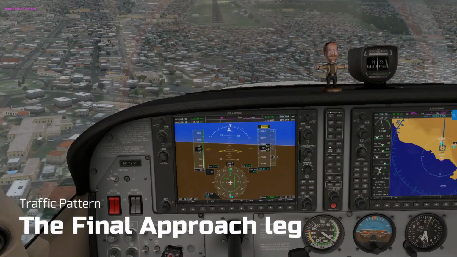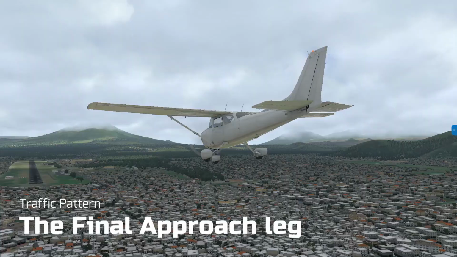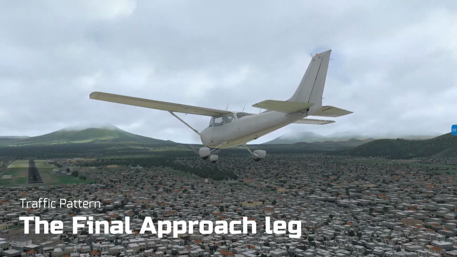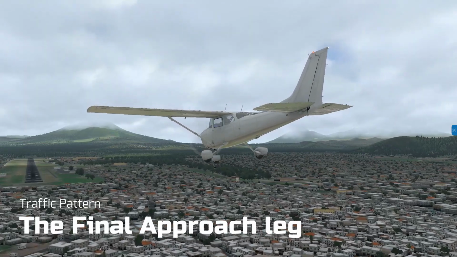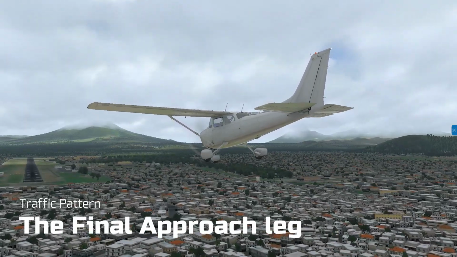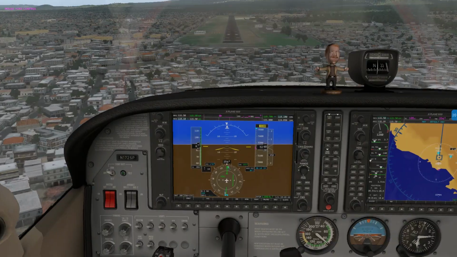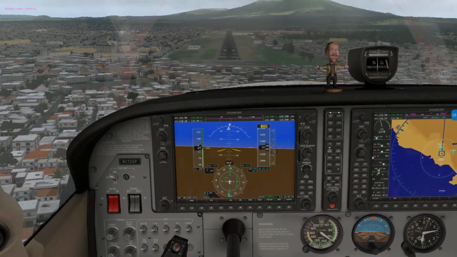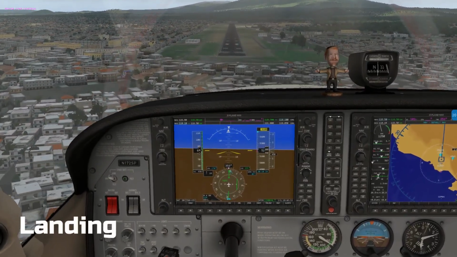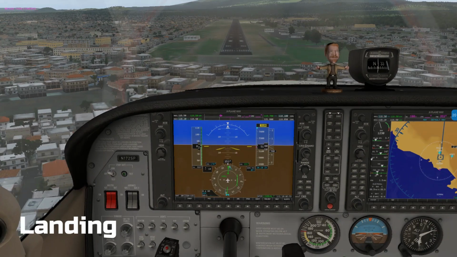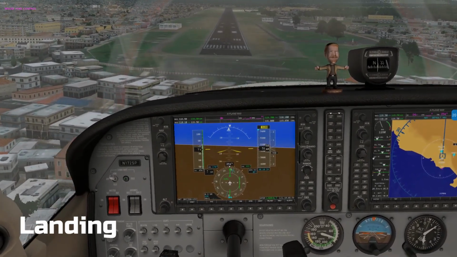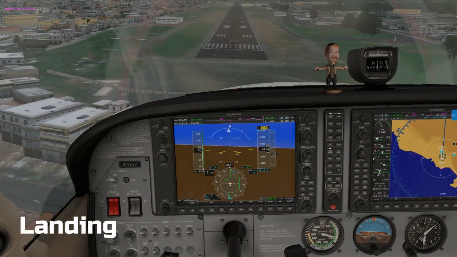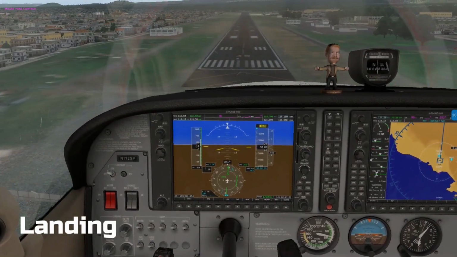A bit high, let's fix that. Alright, two whites and two reds. Good, but we are now too fast. Let me add flaps to help reduce the speed. Okay, we are landing a bit fast, but that's fine. Flaps are full.